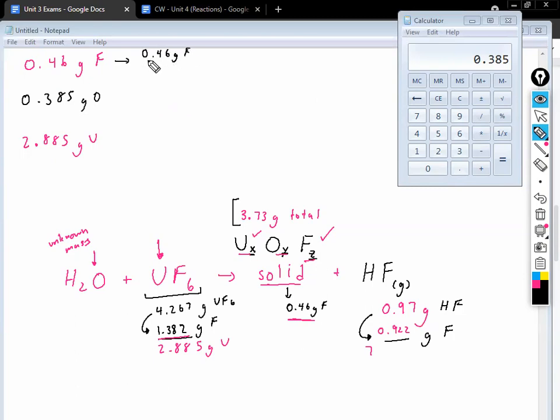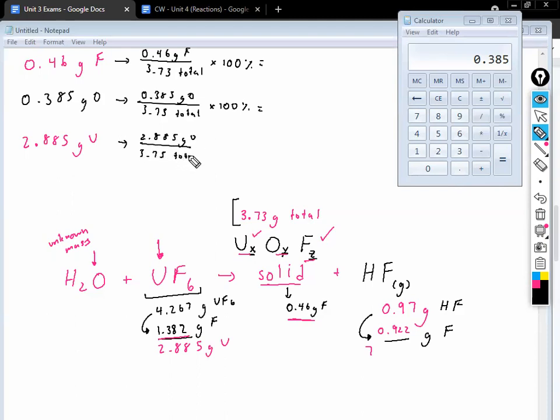So if I want to find the percentage of fluorine inside of this solid, what I have to do is 0.46 divided by the total mass, which is 3.73, and then multiply that by 100. That's going to give us the percentage of fluorine inside of this compound. Same thing with oxygen: 0.385 grams of oxygen divided by 3.73, the total mass, multiplied by 100. That'll give us the percentage of oxygen inside the compound. And again, same thing with the uranium, 2.885 grams of uranium divided by the total times 100%. That'll give us the percentage of fluorine, oxygen, and uranium.